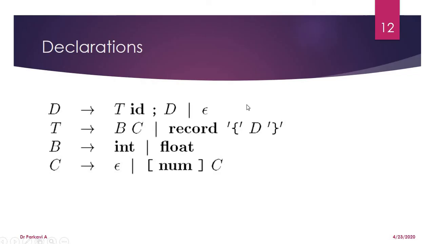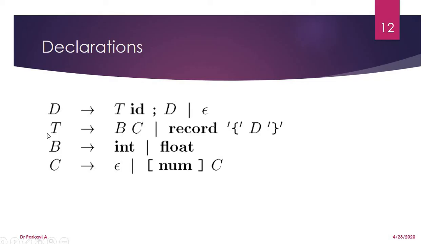So let us see the grammar for the declaration. The declaration statement produces a data type followed by an identifier list, or only one identifier, or any number of identifiers. At the end, we give a semicolon, followed by any number of declarations. Here D represents declaration and T represents data type. So the declaration may be epsilon also.